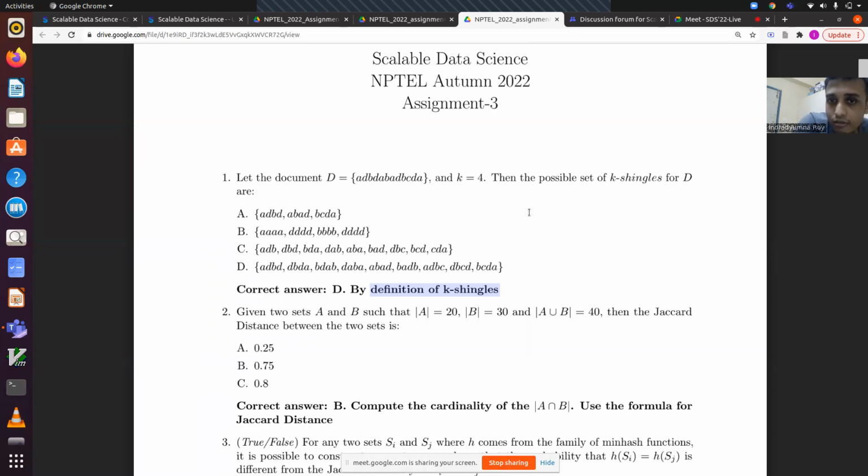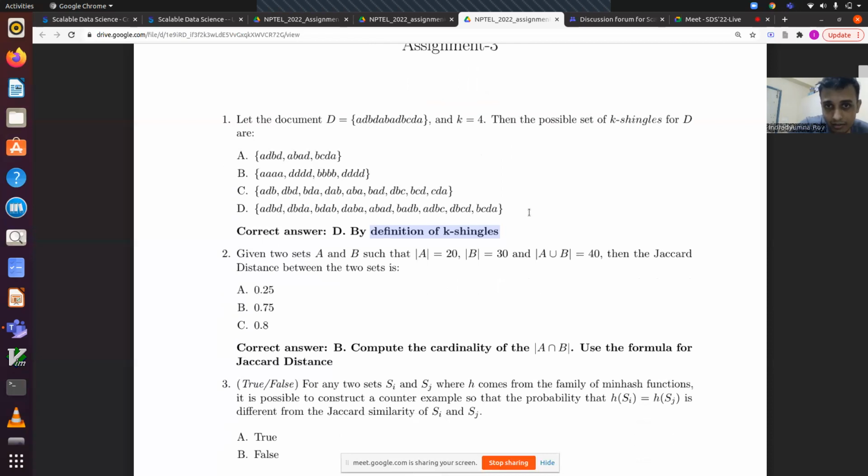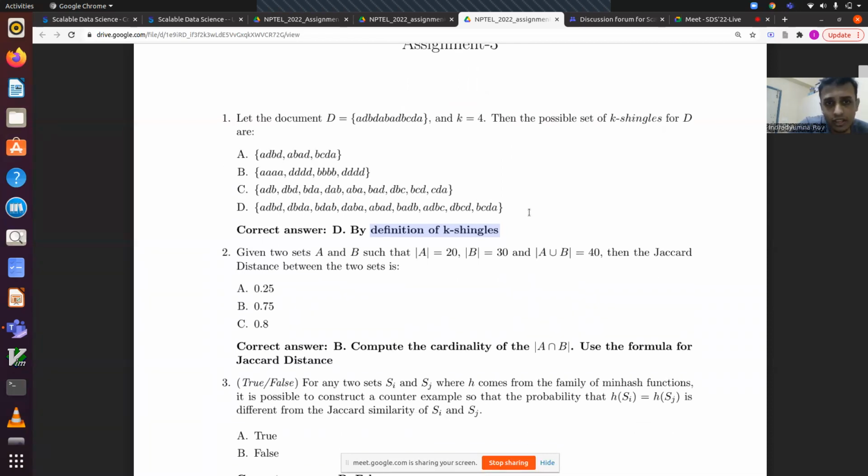So K equals 4 means we are looking at 4 consecutive characters from the string. So there will be as many shingles as there are in D. Why were you not convinced last time? Earlier, sir, I was thinking permutation and combination. No, there is no permutation happening here. It's just sequentially counting the number of characters.